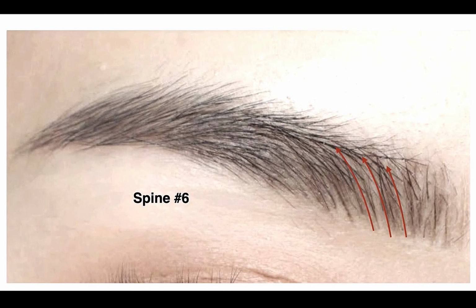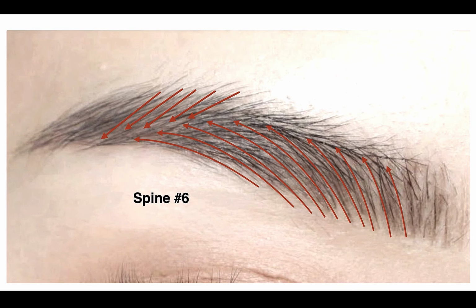Spine number 6 is very similar to number 5, with the difference being that the spine is slightly closer to the tail.